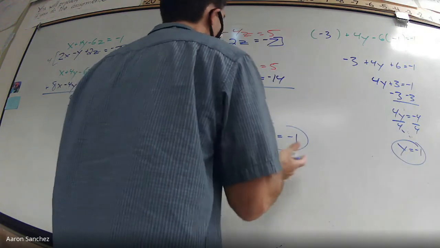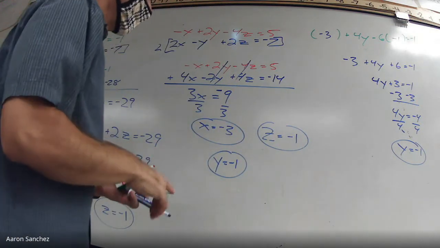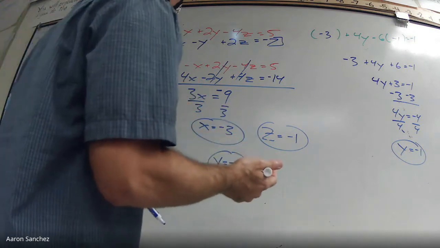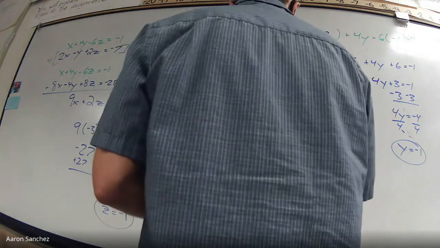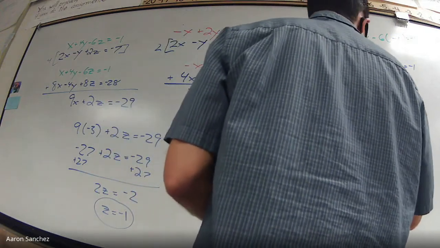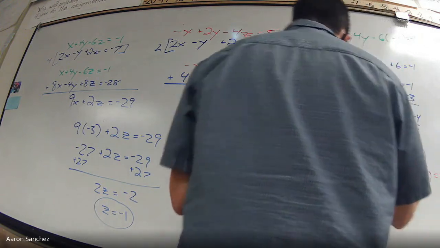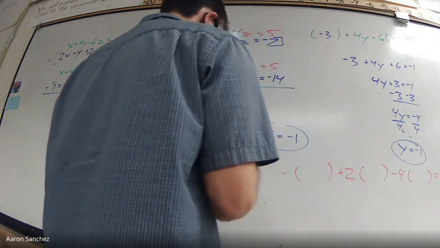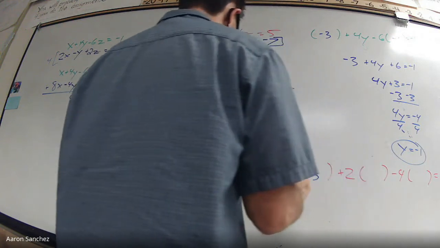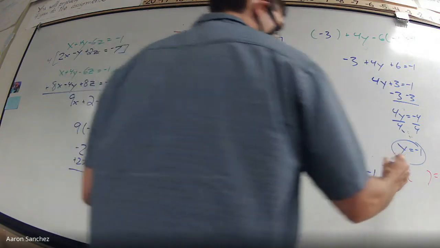And then you can plug all three of them into a different equation, like you're trying to check it. You plug it in the red and see if it works, right? So I can say negative x plus 2y minus 4z equals 5. And you plug all of them in, it should equal 5, right? Negative x, we got negative 3, 2y, negative 1, 4z, negative 1.